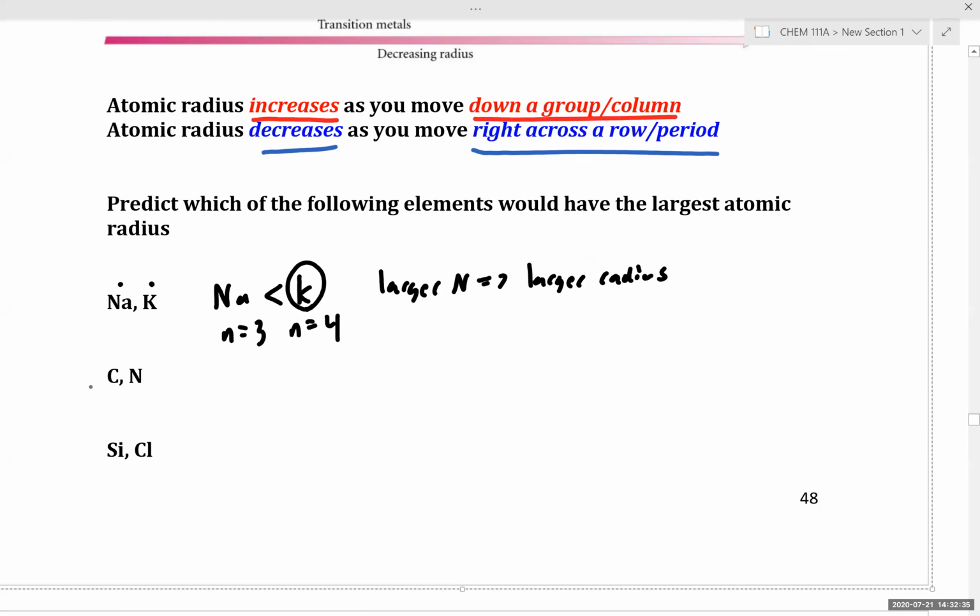I'd like you now to attempt the following two examples and predict which of the following elements would have the larger atomic radius. And then we'll discuss this example in about 3 minutes.